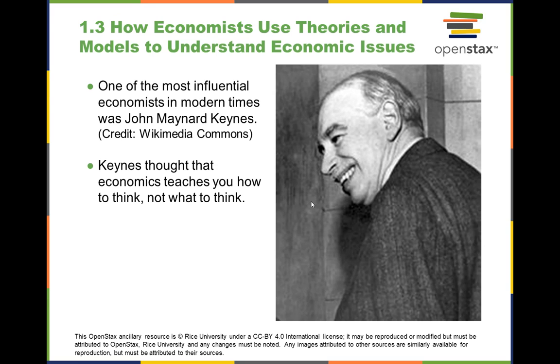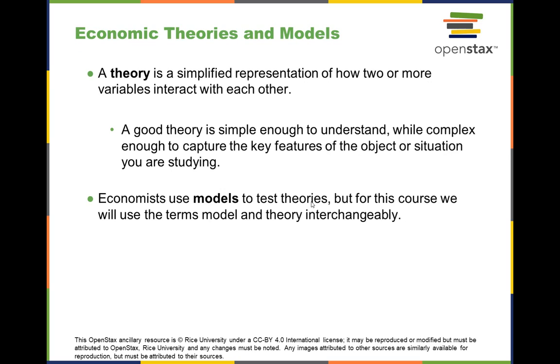And then there's, of course, how economists use theories and models to understand economic issues. One of the most influential economists in modern times was John Maynard Keynes. Keynes thought that economics teaches you how to think, not what to think. So it helps us become more rational human beings. And of course, Keynes would be incredibly influential. He would write a book during the Great Depression about how government should respond during economic contractions, and his policies have been widely followed ever since.